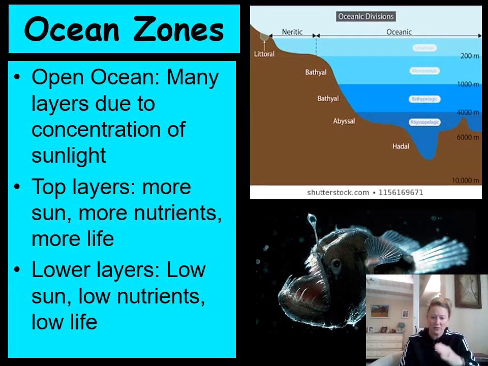As you go down into the ocean, into the abyssal areas, you get very low sunlight concentrations and very low nutrients. And because of that, you just don't see a lot of life. So you see very strange creatures like the anglerfish that lives down in these abyssal zones, but they have, again, adapted to those very harsh conditions.